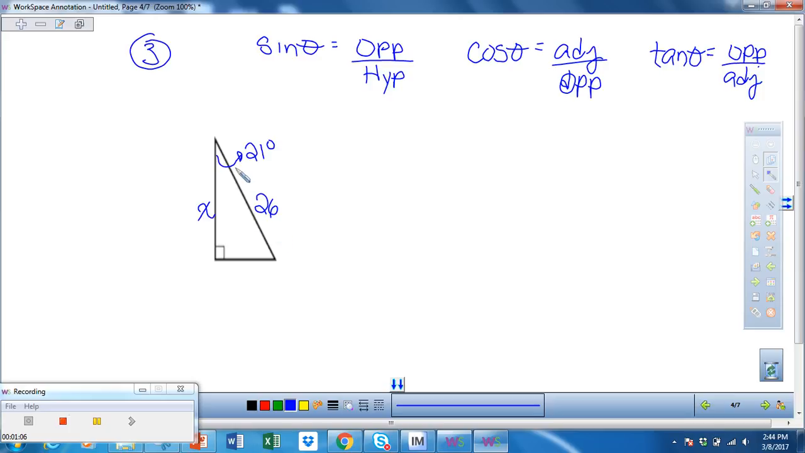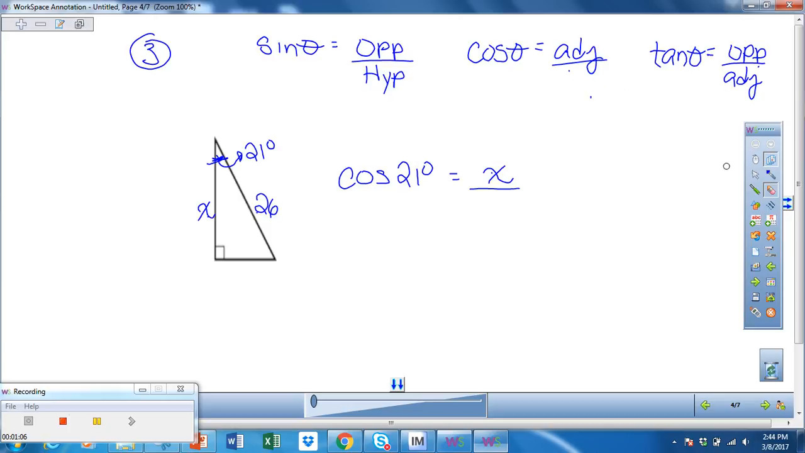So this is the angle that I'm given. 26 is the hypotenuse, and x is adjacent because it is next to the angle in question. It's touching it. So I'm going to use adjacent and hypotenuse. That means the cosine of 21 degrees is equal to the adjacent side, which is x, over the hypotenuse. I wrote that wrong, sorry. That's over hypotenuse. So the adjacent over the hypotenuse.